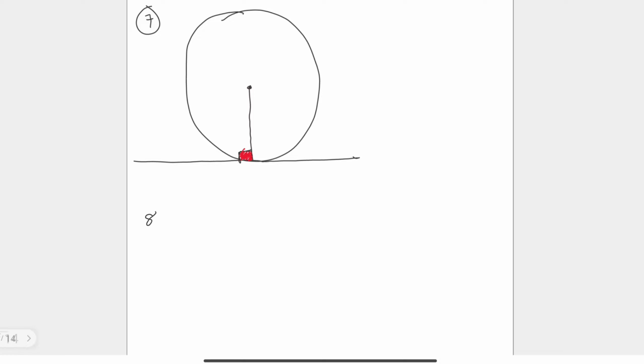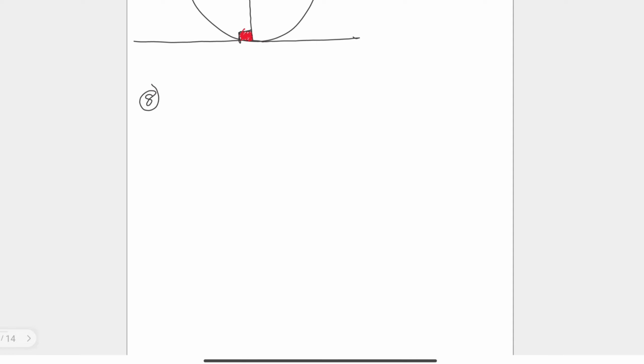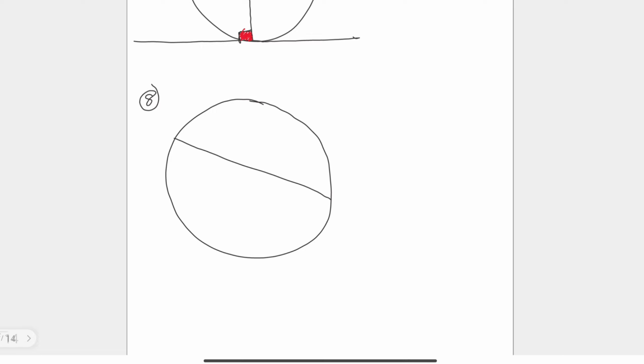Rule number 8, imagine we have a circle and we have two chords that intersect each other. So let's call this A, and let's call this B, let's call this X, and let's call this Y. So the rule says that X times Y is going to be equal to A times B.